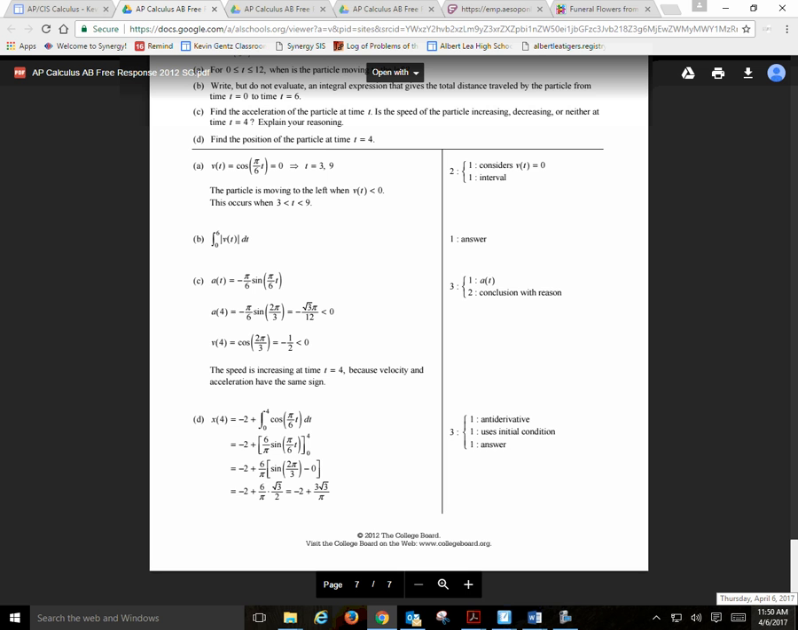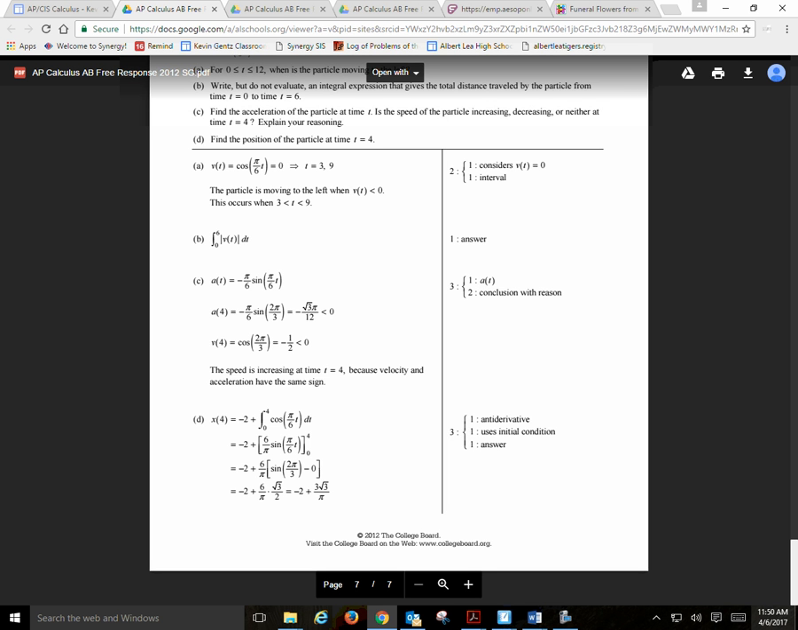So let's see what we have. It says right here, particle moving left, v of t is less than 0. This occurs between 3 and 9. So number 1 considers v of t equals 0, and this one, looking at the interval. We looked at the graph where it's equal to 0. I think that's probably good enough. We also said less than 0. So it tells you 2 points for that. We got 1 point for the absolute value piece. It says 1 point for finding a of t, and then 2 points for the conclusion with the reason. They don't split it up 1 and 1. It's 2 points either way.